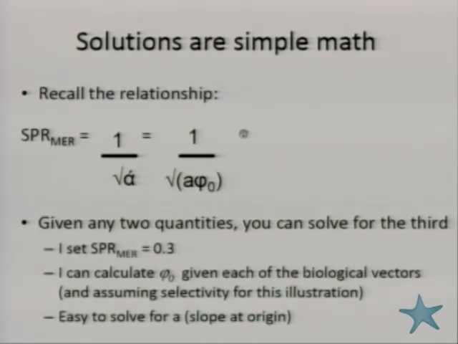So again, this was the relationship. SPR is a function of this alpha hat, which was these two terms. Given any two of these quantities, you can solve for the third, so I've specified this to be 0.3. I can calculate this one, because that was that equation in terms of fecundity, mortality, and maturity. And then it's simple math to get this third term.